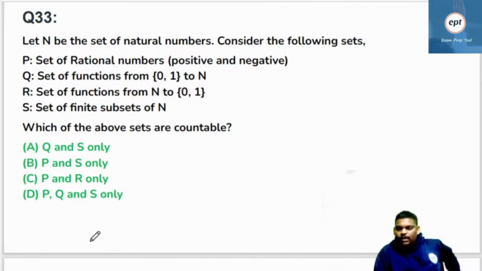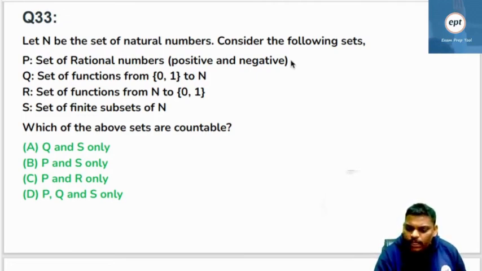So someone is saying D. Jyoti is saying D. Let me say one small line. If anyone doesn't know, please take care. What is P? P is the set of rational numbers.